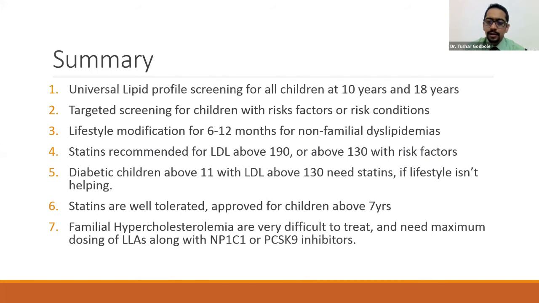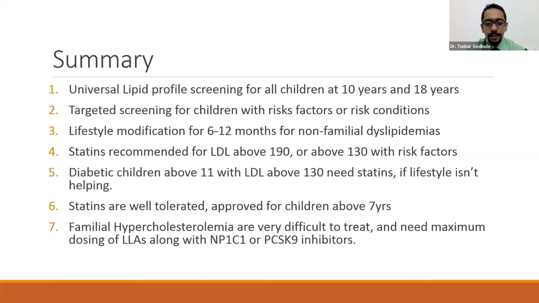Often we do not get the lipid profiles of our type 1 children because they do not come to us in a fasting state. So the current guideline ISPAD 2018 mentions that fasting is indeed not required. You can get a random LDL done as well. If the lifestyle doesn't help, then you must treat these children with statins. Statins are well tolerated, and they are approved for children above 7 years of age.